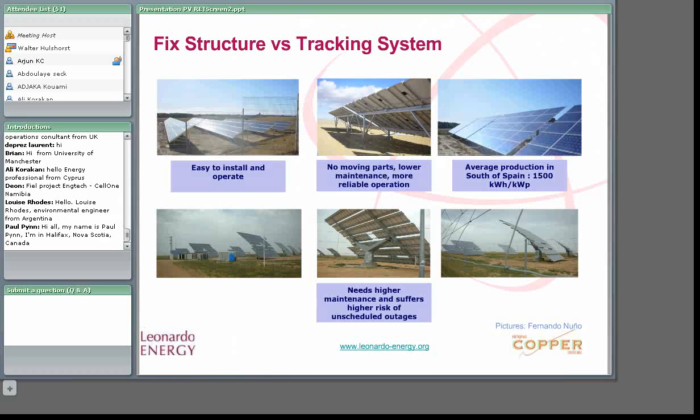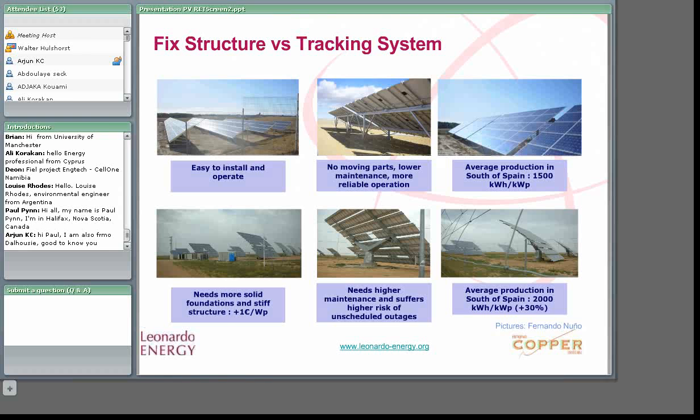This is a tracking system photovoltaic. It needs higher maintenance and suffers higher risk of unscheduled outages. It needs more solid foundations and stiff structure. So the additional cost for tracking system is around €1 per installed watt. The average production in south of Spain is 30% higher than fixed structure, so around 2,000 kilowatt hours per kilowatt peak.